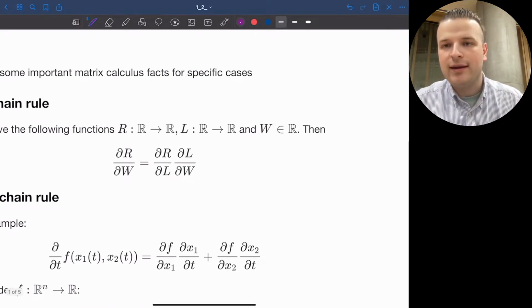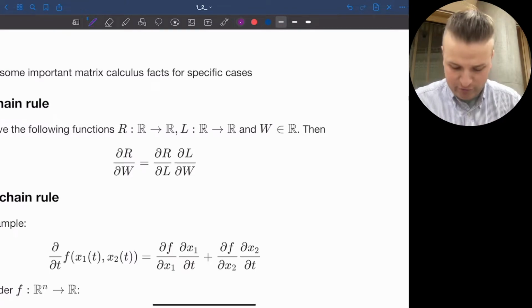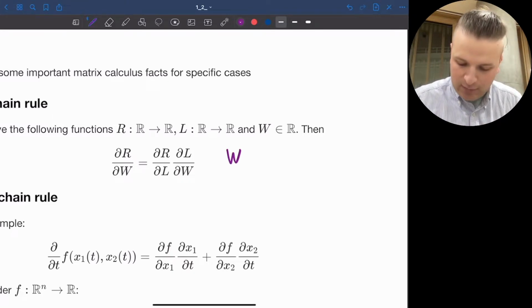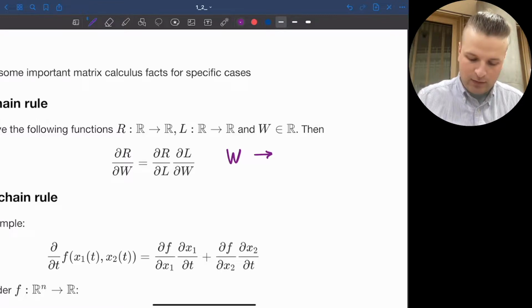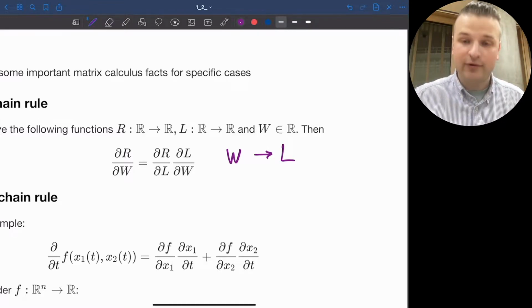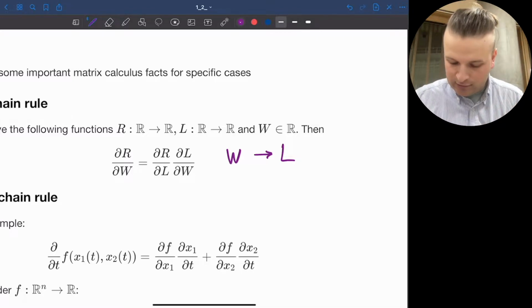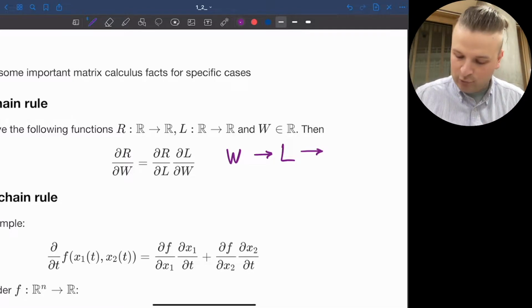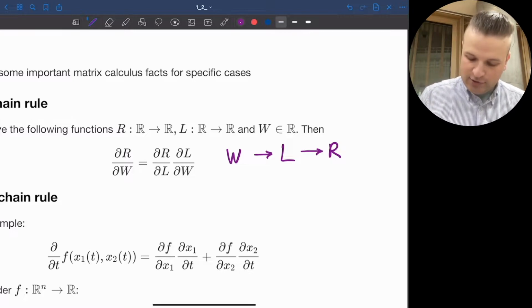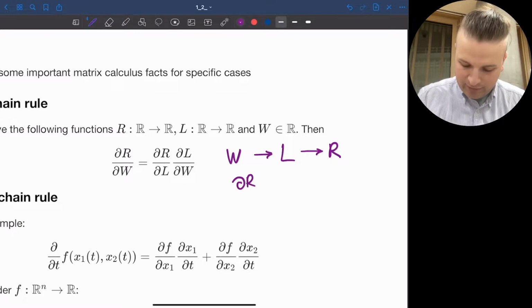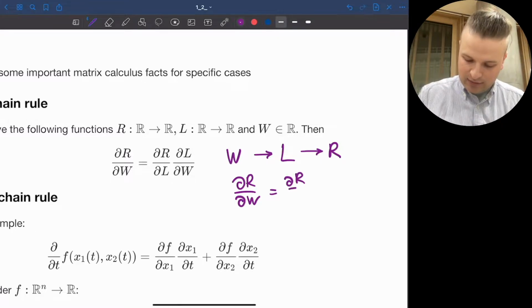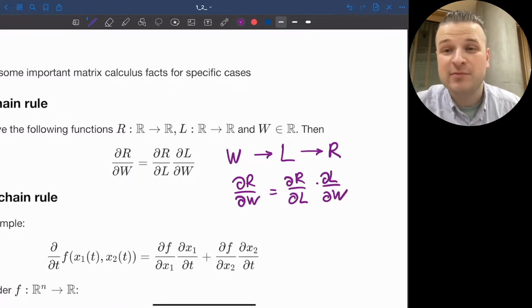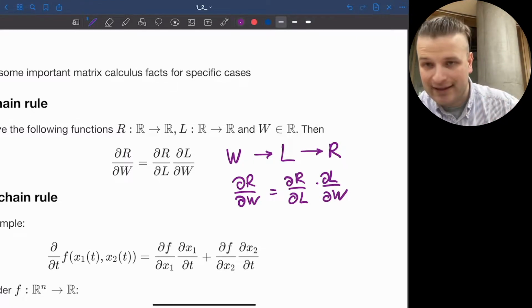Suppose you have a sequence of scalar functions. For example, you have an input w, then it goes to a function, and you have L as an output here, and this output goes as an input to another function R. So it's very easy to verify that this derivative of R with respect to w is actually nothing else but what is written here.